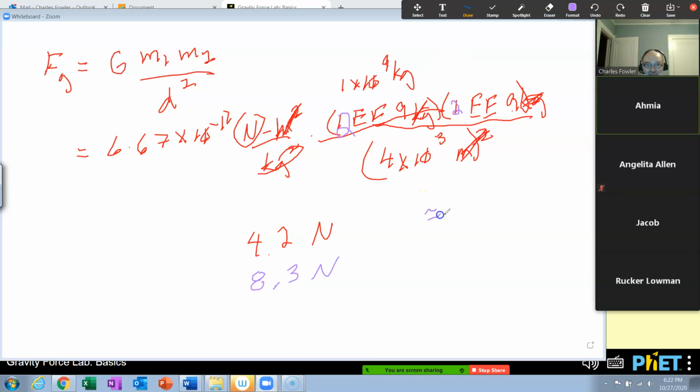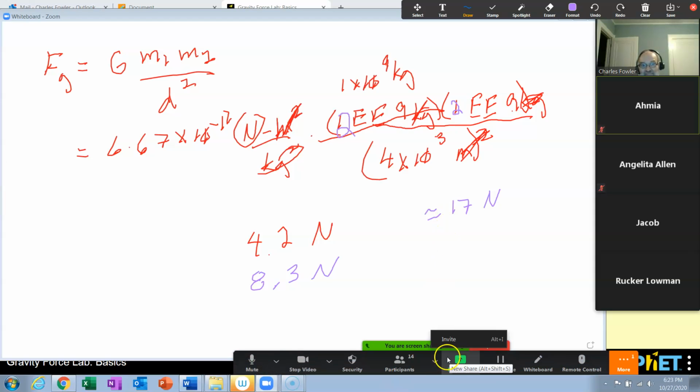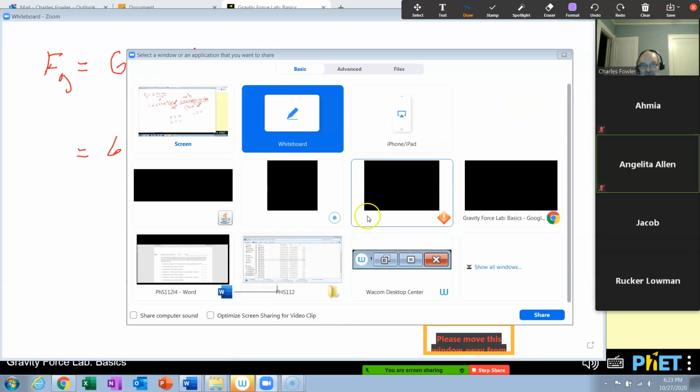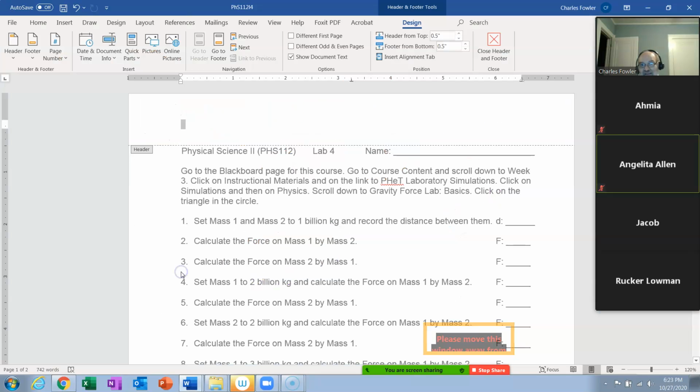I'm going to round that to probably just 17. 17 newtons. Okay? So you doubled the mass, you almost double the force. Double the mass again, just one of the masses, and you basically double it again. Okay? Now, everybody got that? Okay. So let me know when you want me to stop, and you can just play with it, because I know I'm probably slowing you down.